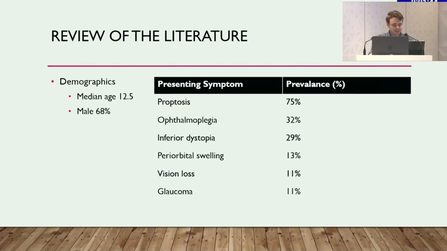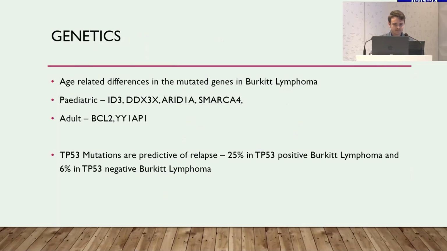On review of the literature, there were 28 pediatric cases reported. Demographics have a mean age of 12.5 years, with a male preponderance of 68%. The common ophthalmic findings were proptosis, ophthalmoplegia, and inferior dystopia. 80% of the cases in the literature presented with systemic involvement and 20% with CNS disease.